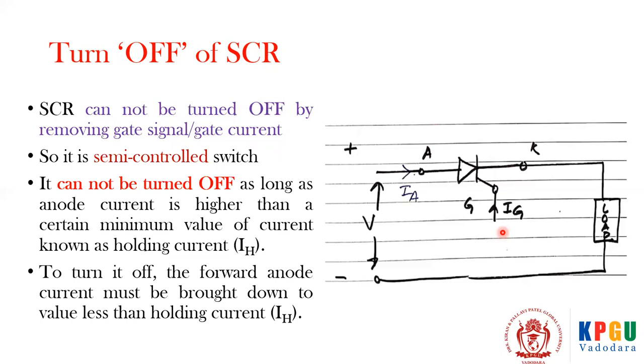To turn it off, the forward anode current must be brought down to a value less than the holding current. Now, suppose it is used with DC supplies where the polarities remain plus and minus. If the load current is not reduced by the load itself, then turning off is difficult, right? So that is the limitation of the thyristor.